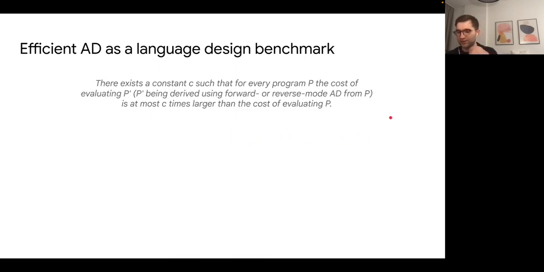If your language can support efficient AD, in the sense that the cost of evaluating is a constant independent of the program you look at, such that if you apply either forward mode or reverse mode AD to your program, then the cost of evaluating that differentiated program will be at most that constant larger than the original program, right? If you want your language to satisfy this, it has to be closed under two properties.